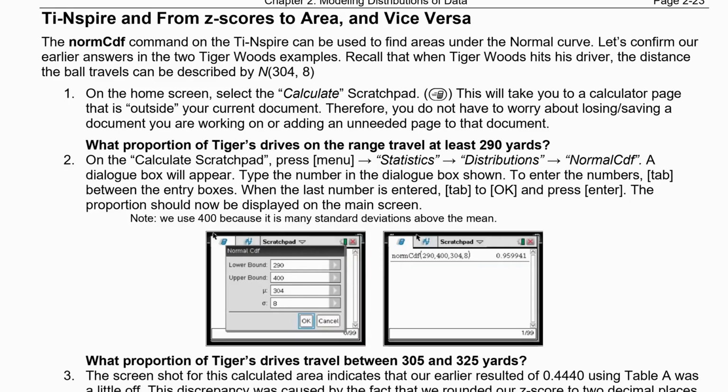This is where you get a little angry with me. It's okay. I'm okay with the fact that we did it the long way to start off with using the table. And now we're going to see how we can do a bunch of these calculations a little bit easier.